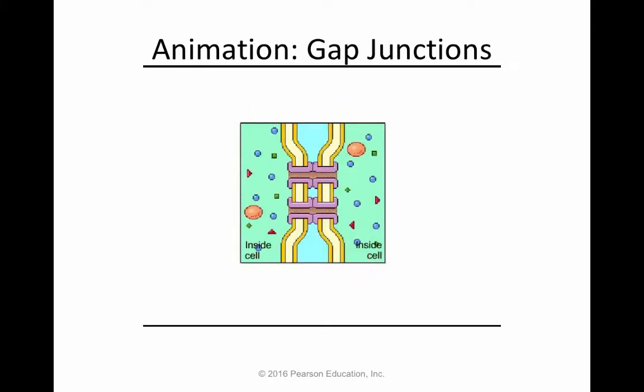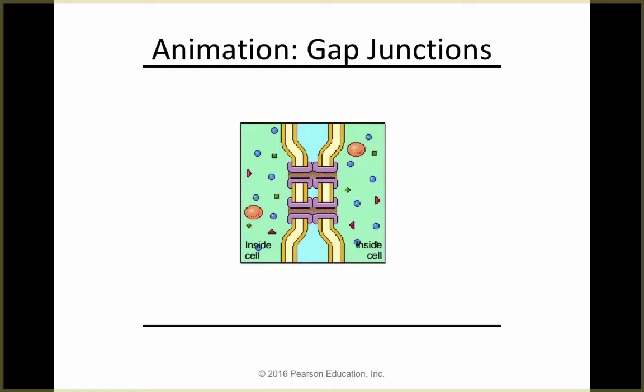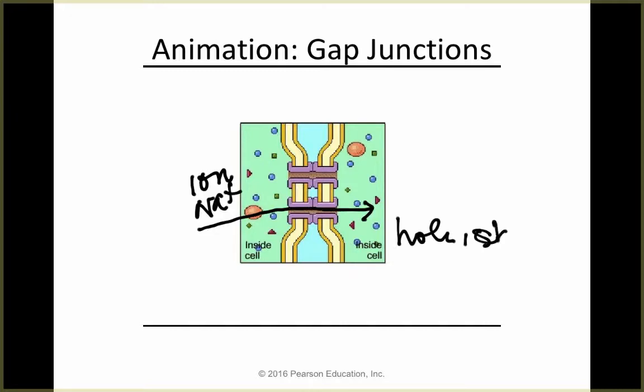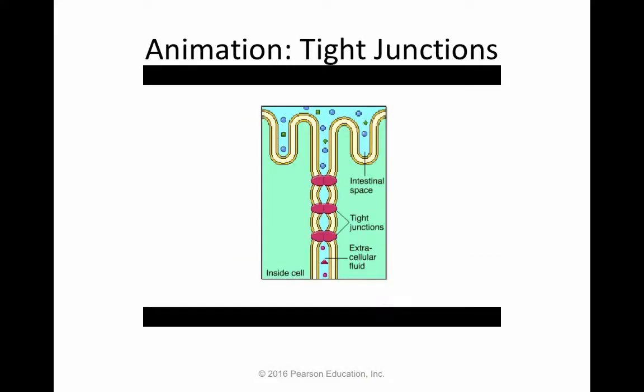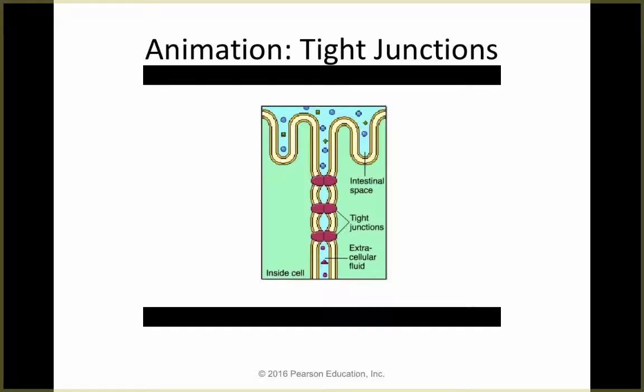The next kind of junction between cells is what's known as a gap junction. On here, if you have any kind of ions over here, say sodium, sodium can go through these holes. They're holes or channels to get from one side to the next. You see these a lot in nerve cells. And tight junctions are essentially these things here that bind cells together.